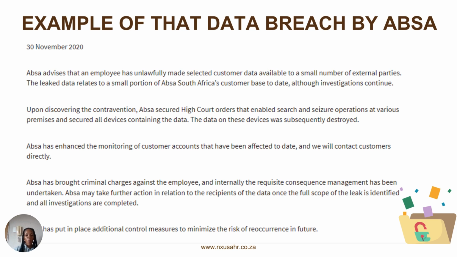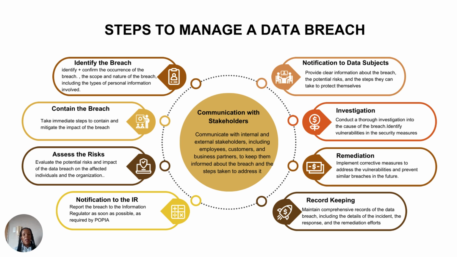Okay, so let us just go back to the steps that need to be followed and compare them against the data breach suffered by ABSA. So they did identify the breach, they did contain the breach, and they did assess the risks that are involved with the breach. They've monitored the accounts of the affected data subjects. In this case, the data subjects are us, customers of ABSA. They notified the Information Regulator. There is a form available on the Information Regulator's website that you can actually use to inform the Information Regulator of a data breach that has occurred in your organization as a responsible party.